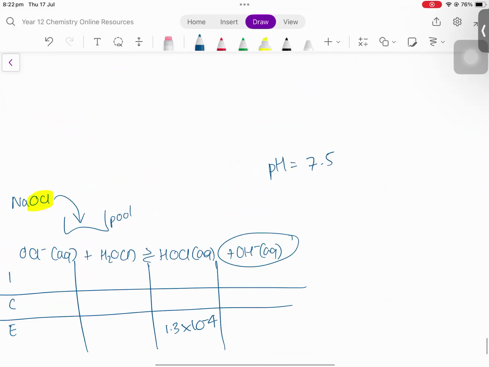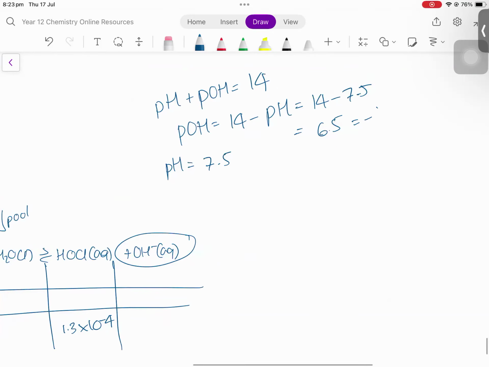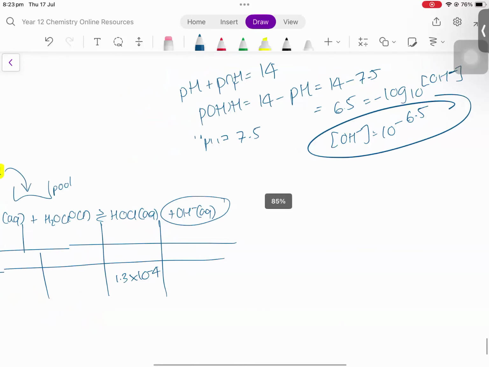It just means I have to convert to it. So what's the equation to convert between pH and pOH? pH plus pOH is equal to 14. So then pOH is 14 minus pH, which is 14 minus 7.5. What do you get for pOH, please? 6.5. So then the equation for pOH, negative log base 10 OH minus. And if you just rearrange this the way you do in maths class, then OH minus is 10 to the minus 6.5. So this is the OH minus concentration.